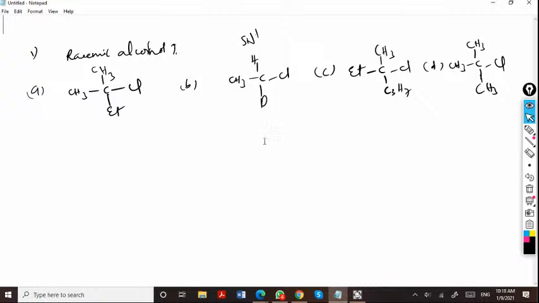Yeah. So now you need to identify which is going to give the SN1 product, and it should have a chiral center, so that it is going to give the racemic mixture. In SN1, if it is not a chiral center, it will not give two different products. So which of the following is going to give racemic alcohol?